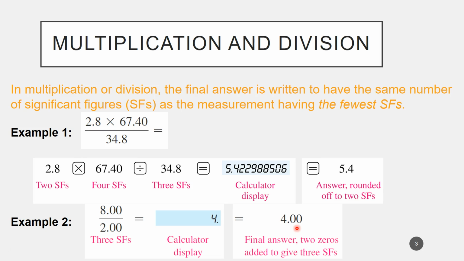So always in multiplication and division, the answer reported should have the same amount of significant figures as the measurement that has the lowest amount of significant figures.